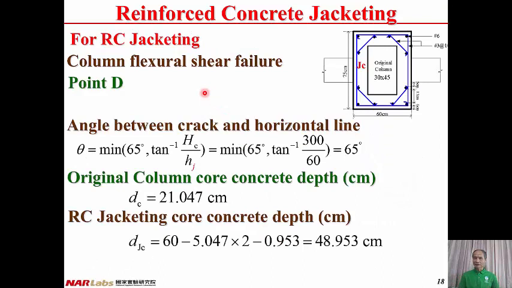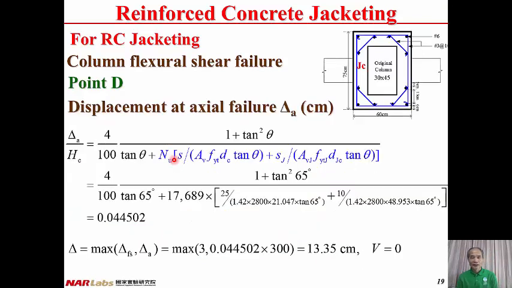And after RC jacketing, theta remains the same, equal to 65 degrees, and the core concrete depth of the original column is 21 point something centimeters. And for the jacketed column, the core concrete depth increased to 48.9 centimeters. And then by using the similar empirical formula, we can calculate delta A divided by Hc equal to 0.044 something. And then delta equal to maximum of delta Fs and delta A equal to 13.35 centimeters.